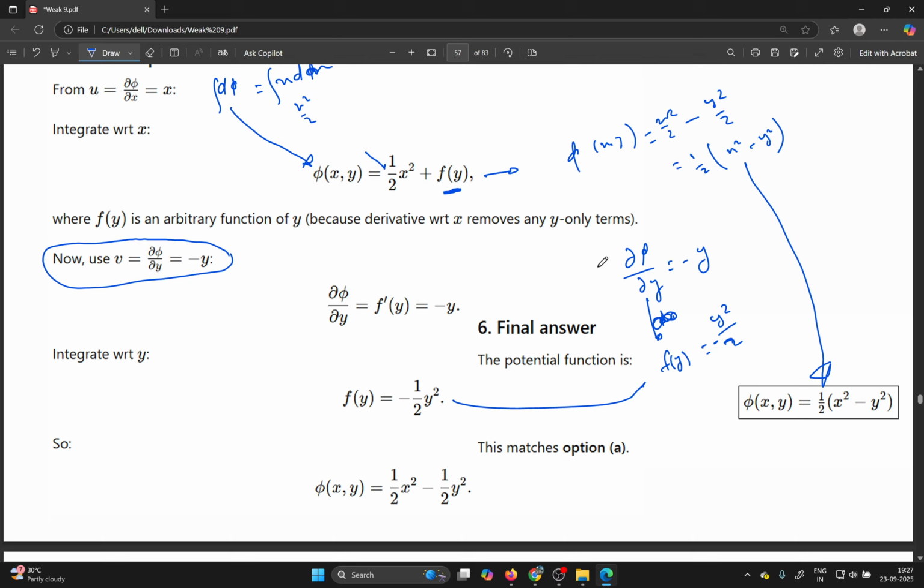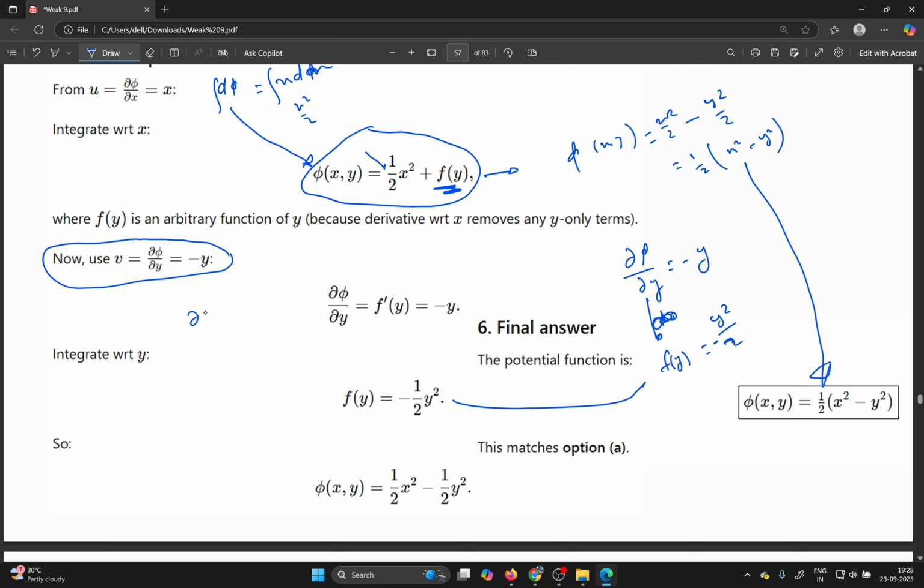This is a very easy question, but you have to remember one thing here: how you will convert between the velocity function, the potential function and the stream function, then how you will integrate, and if you get something like that, how you will proceed to the final and remove this one.